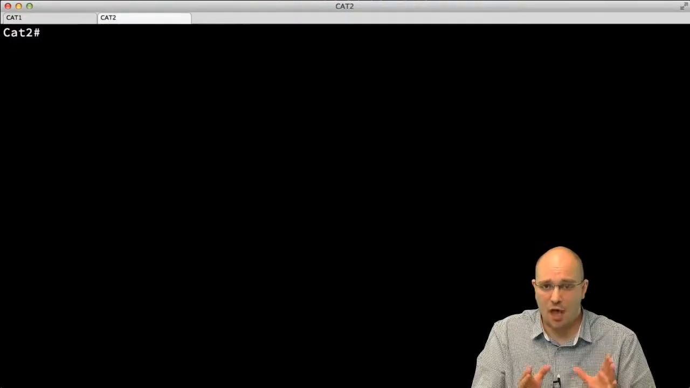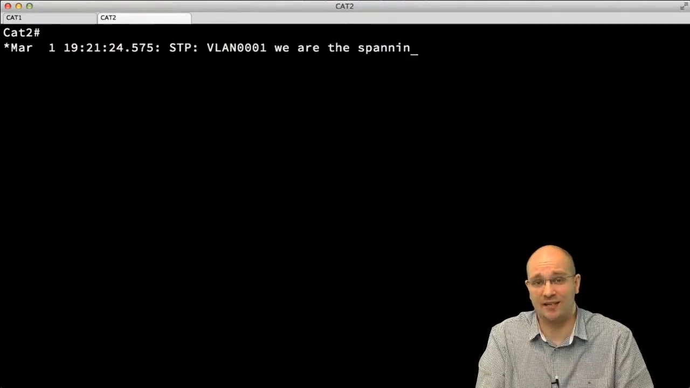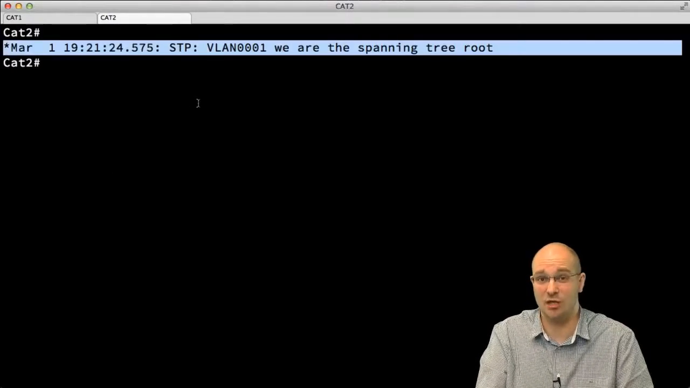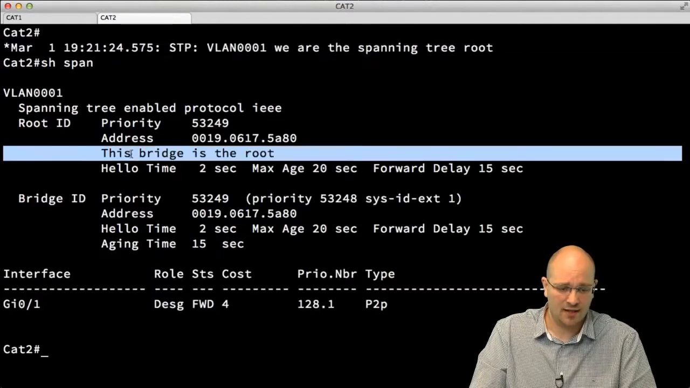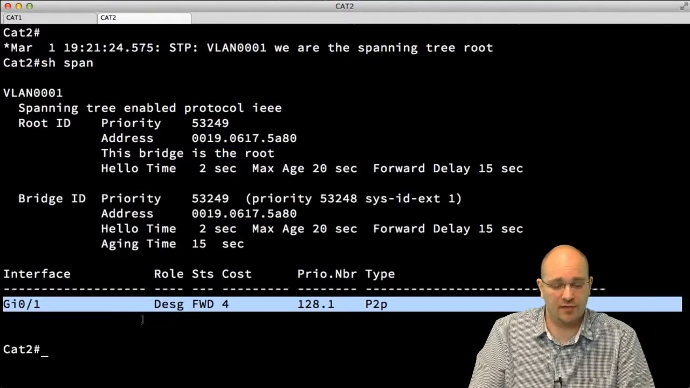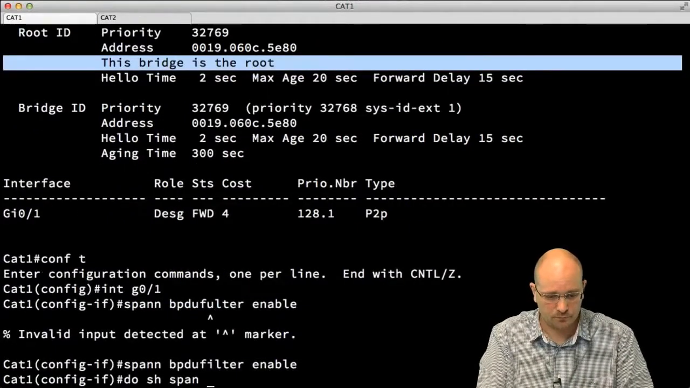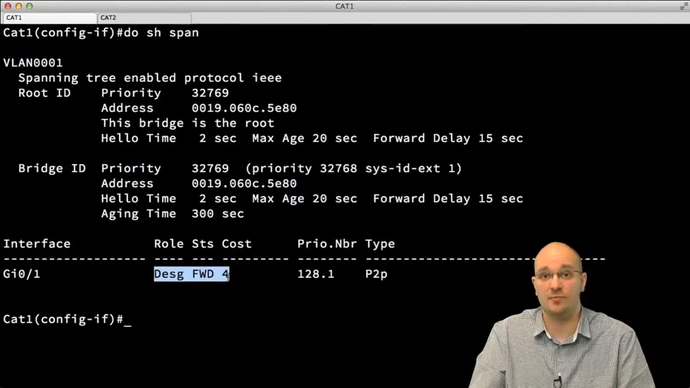On Cat2 now, we have stopped receiving any BPDUs, which means that the max age timer will eventually expire, and when that happens, because this is the only interface that is up and we are not connected to any other bridges or switches in our network, Cat2 is going to declare itself the root in this network. If I do show spanning tree, I will see now that Cat2 thinks it's the root. Now, if I take a look at the gigabit 0/1 interface here, I see that it is now designated forwarding. On Cat1, I will have the exact same situation. Now, both of these switches think that they are the designated switches on the segment interconnecting them.